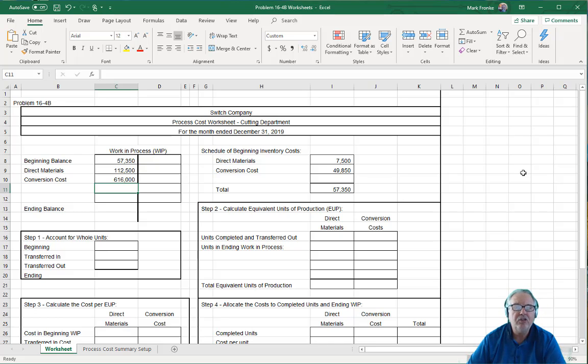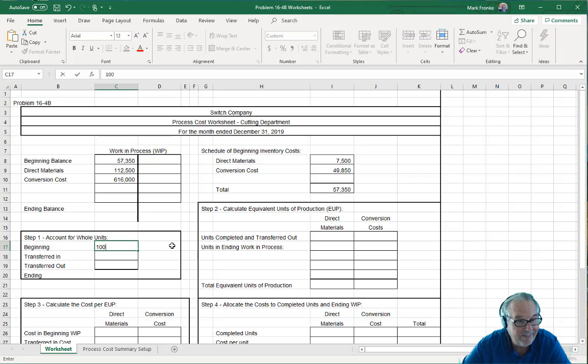So the first thing we need to do in step 1 is account for whole units. If we're thinking about making ice cream sandwiches, how many whole ice cream sandwiches would we have made, even though at the end, some of the ice cream sandwiches are not completed yet? In terms of the whole number of units that we are processing, that's what this is about. So in the book, they've given you this information.